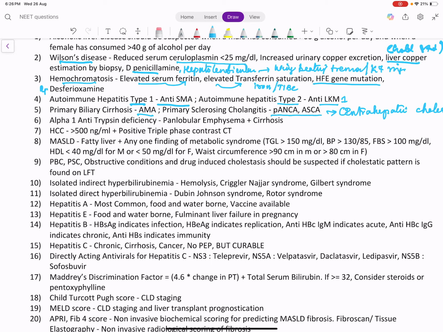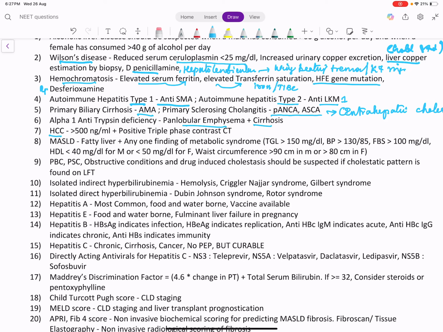Here P-ANCA and ASCA are positive. P-ANCA is the antibody which is seen in Churg-Strauss syndrome. ASCA is anti-Saccharomyces cerevisiae antibody. In alpha-1 antitrypsin deficiency, we know that we have cirrhosis and panlobular emphysema, diagnosed by alpha-1 antitrypsin levels.